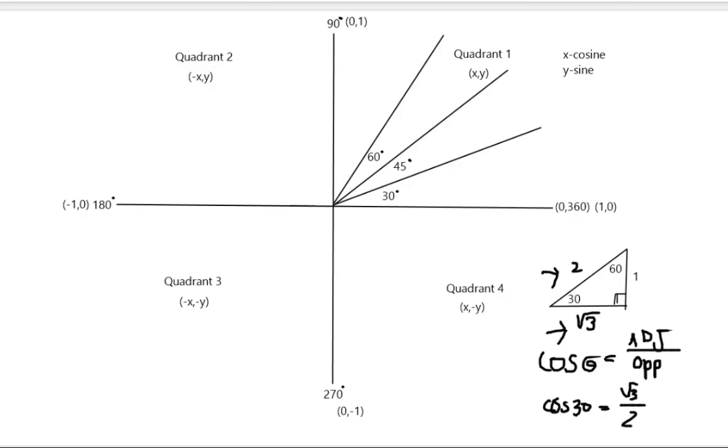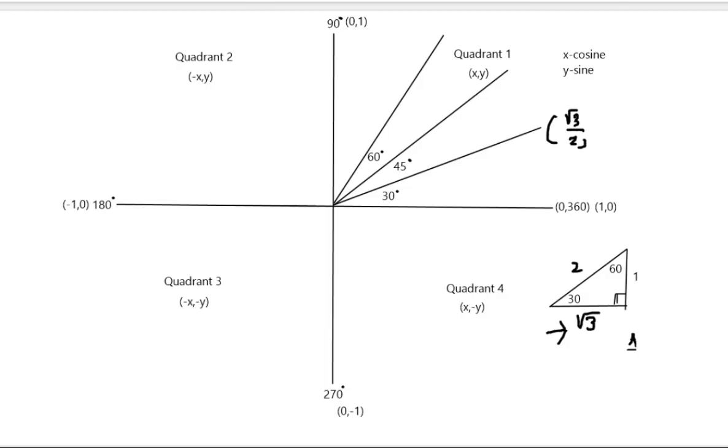We can just find it is root 3 over 2 because adjacent over hypotenuse. So, pwede natin lagay dito sa unit circle natin. Ang cosine 30 degrees is root 3 over 2 and dun siya sa x. Because x, y siya, right? And cosine, sine. So, root 3 over 2.